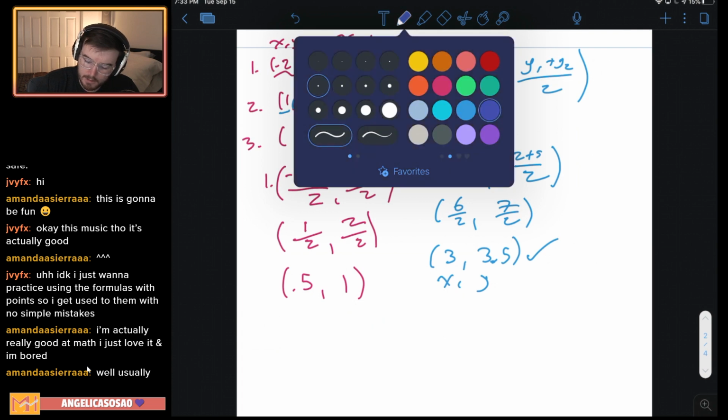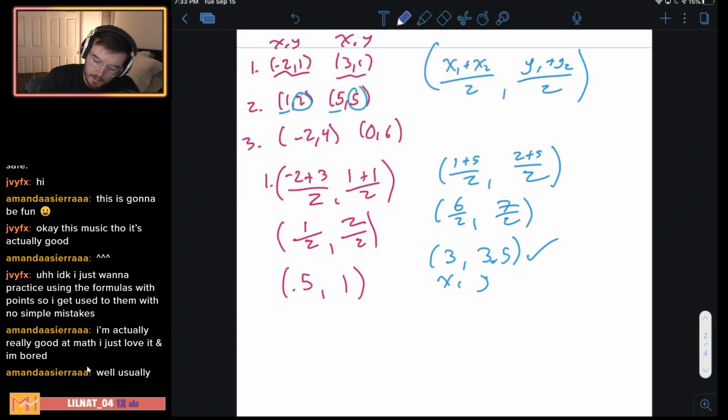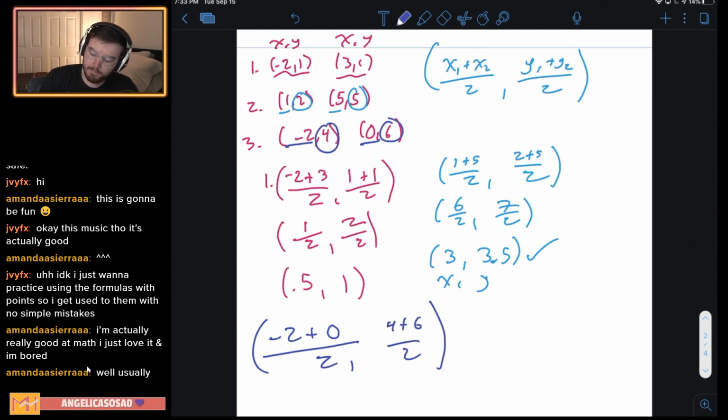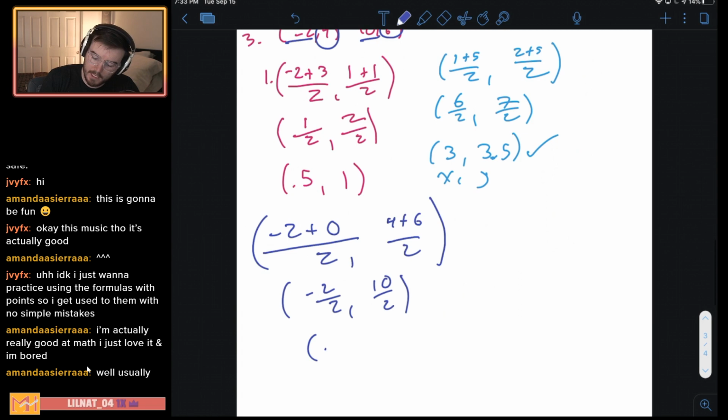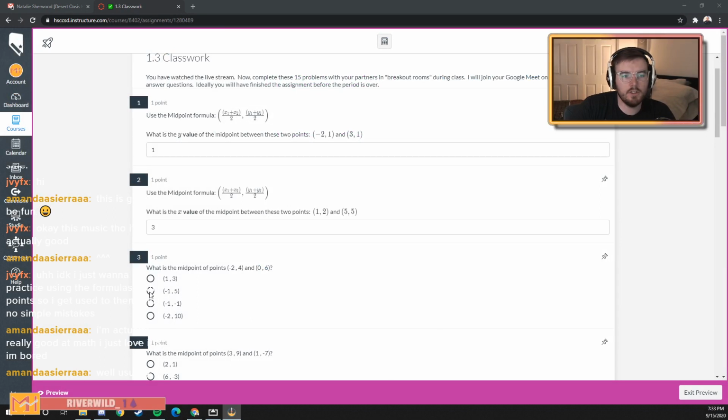The last one is (-2, 4) and (0, 6). So add the x values, divide by 2. So negative 2 and 0. Add the y values, divide by 2. So I get negative 2 over 2, and I get 10 over 2. So I end up with (-1, 5). And this one was multiple choice, so I can just choose the right answer, (-1, 5).